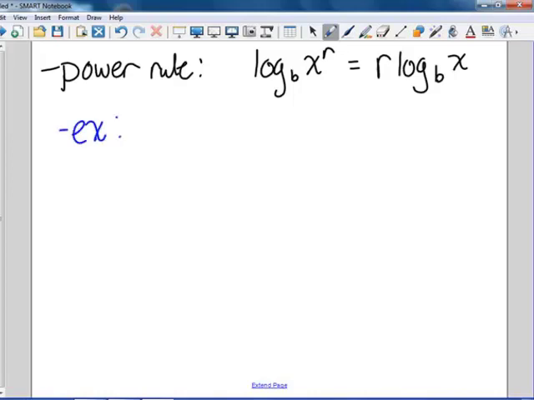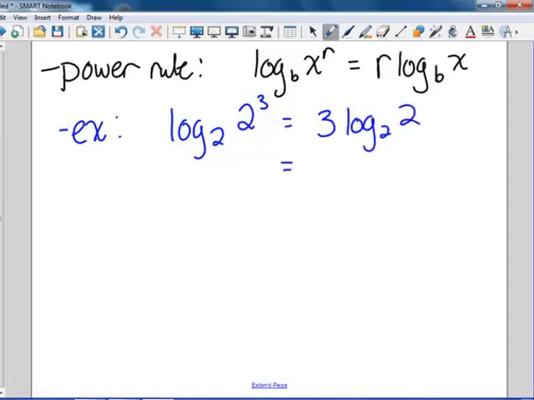So again, let's kind of prove this with some numbers. How about if I had log base 2 of 2 to the 3rd power. That should be the same as 3 log base 2 of 2. Okay, so on the left side, we know that that's just going to simplify to 3. On the right side, log base 2 of 2 is 1, so I get 3 on both sides.